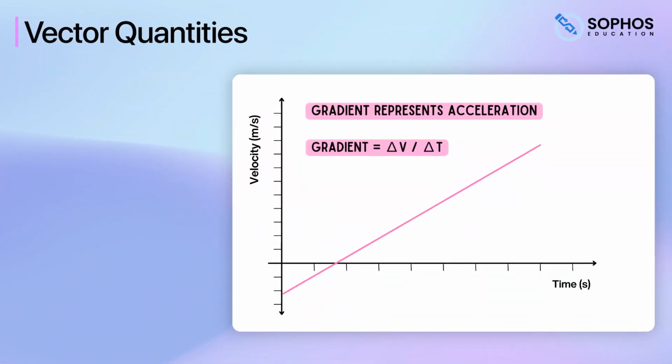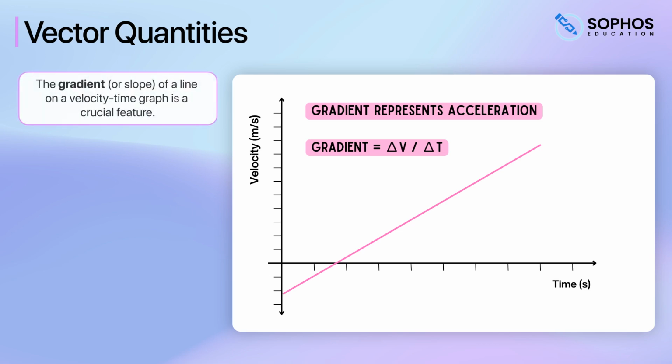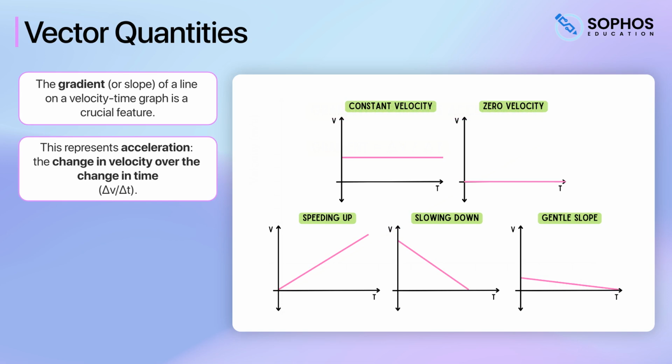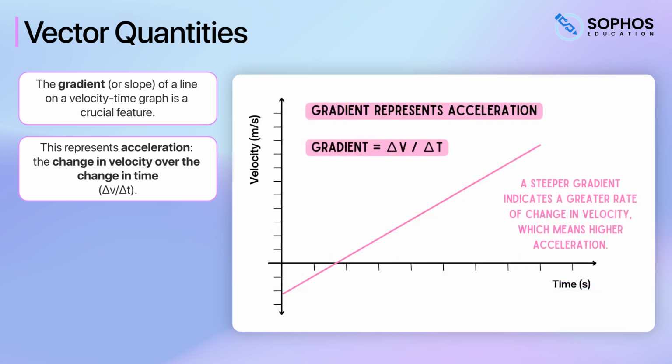Remember from our previous lesson that a velocity time graph shows us how the speed of an object changes over time. The steepness, or slope of the line on this graph, tells us about the object's acceleration, which is the change in velocity over the change in time. If the line slopes upwards, the object is speeding up. If the line slopes downwards, the object is slowing down. A steeper line means greater acceleration.